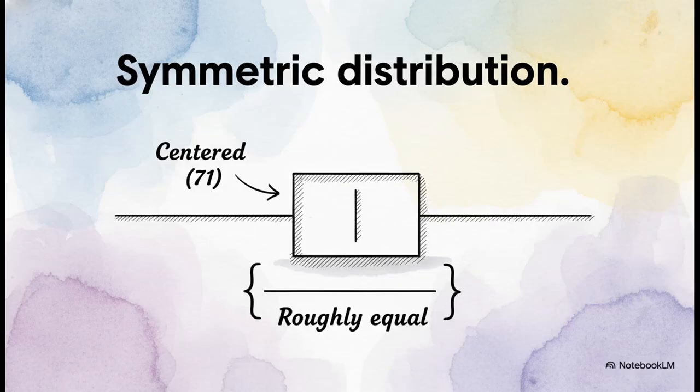So what is the final story of these test scores? Well, when we actually draw the box plot, we see the median of 71 is sitting almost perfectly in the center of the box between Q1 and Q3, and the whiskers on either side are about the same length. The story is crystal clear. This is a symmetric distribution. The scores are spread out nice and evenly around the middle.